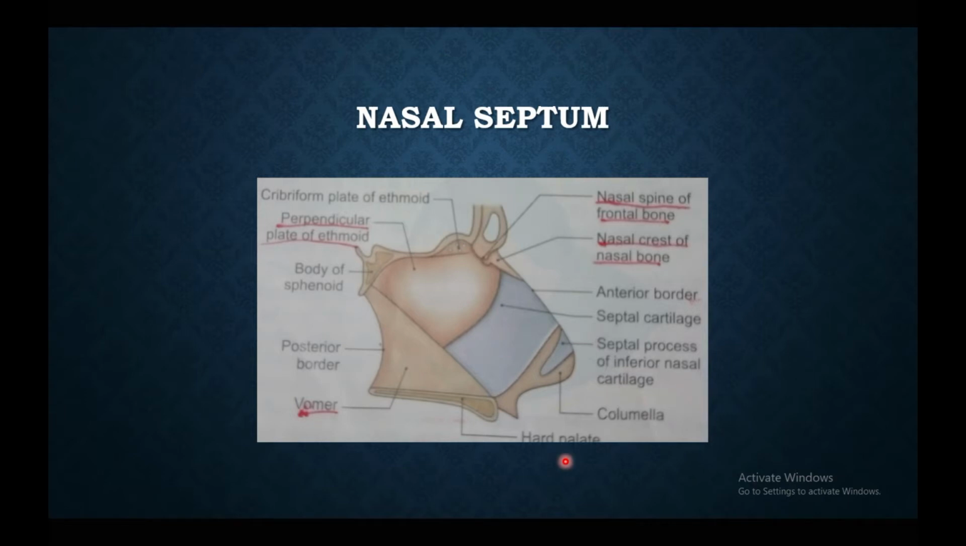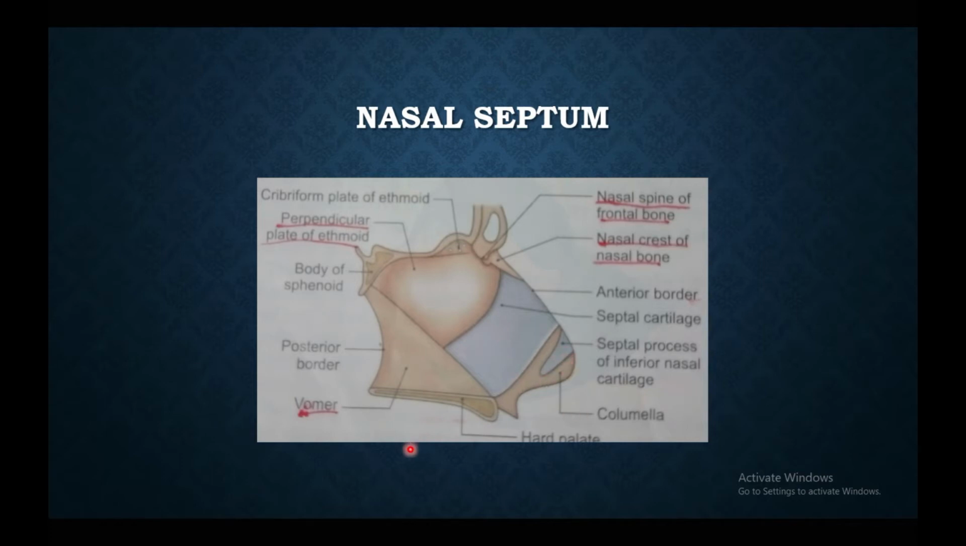The bones forming the nasal septum are the vomer bone, perpendicular plate of ethmoid, nasal spine of frontal bone, nasal crest of the nasal bone, rostrum of the sphenoid, palatine and maxillary bones. The cartilages forming the nasal septum are the septal cartilages and the septal process of inferior nasal cartilage.